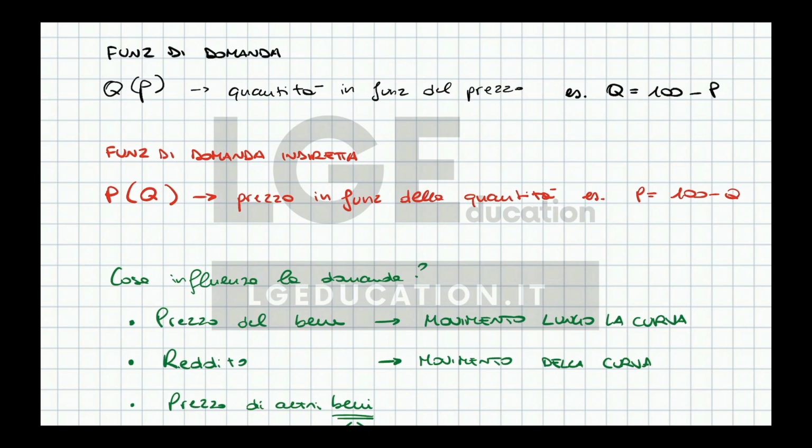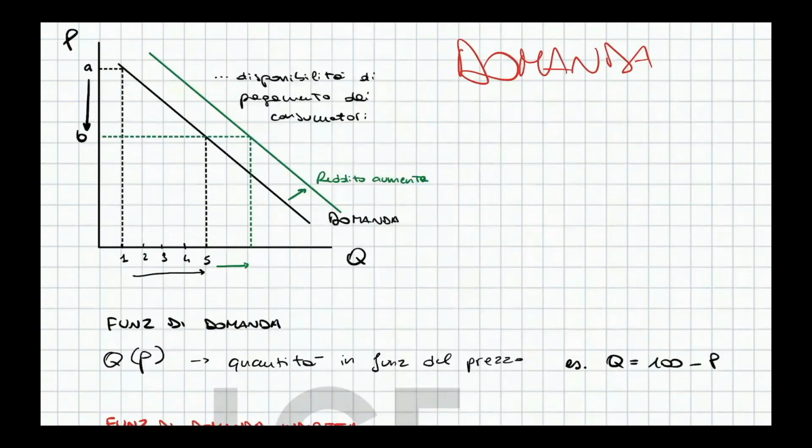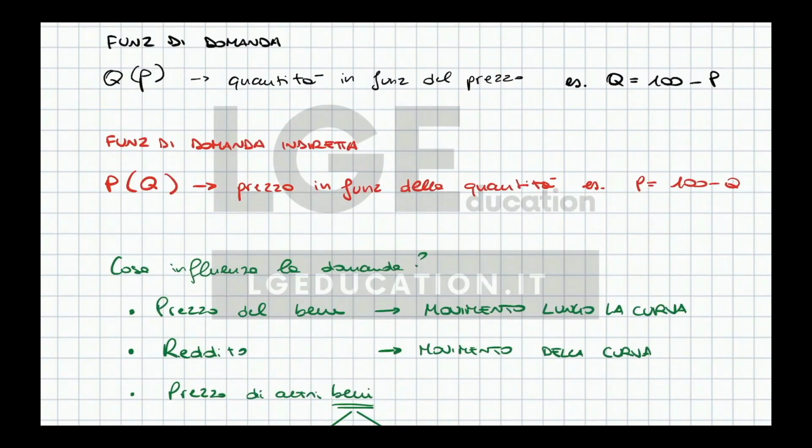The demand function is usually written as Q as a function of P. What does it mean? It means that the quantity demanded depends on the price. And in fact, we saw this before. An example could be the quantity equal to 100 minus p. As you can see, the higher the price, the lower the quantity will be because we have a negative sign.